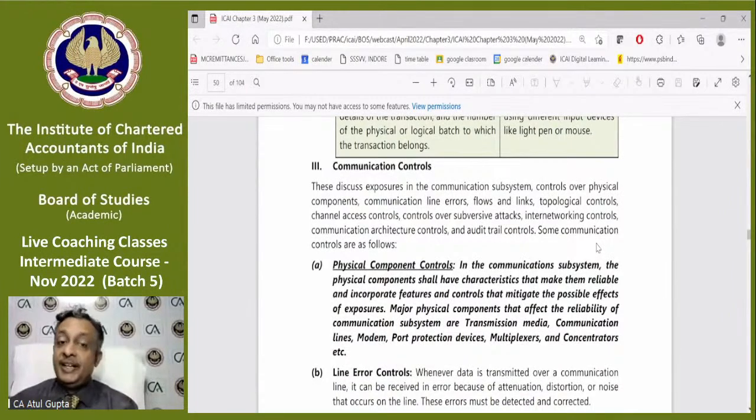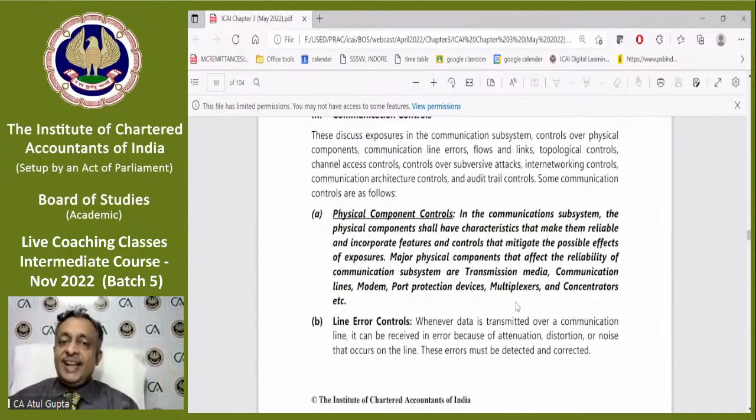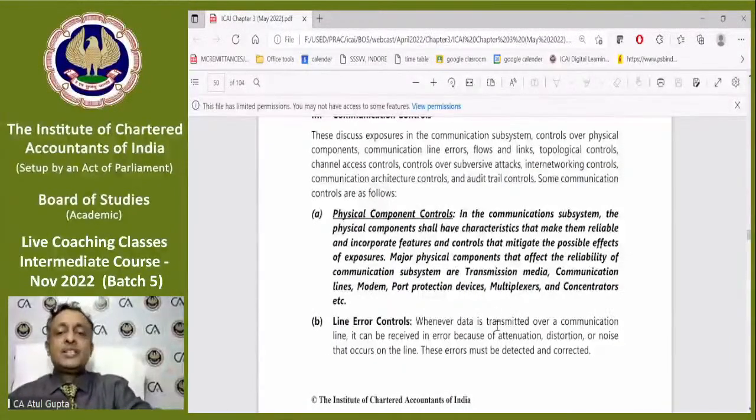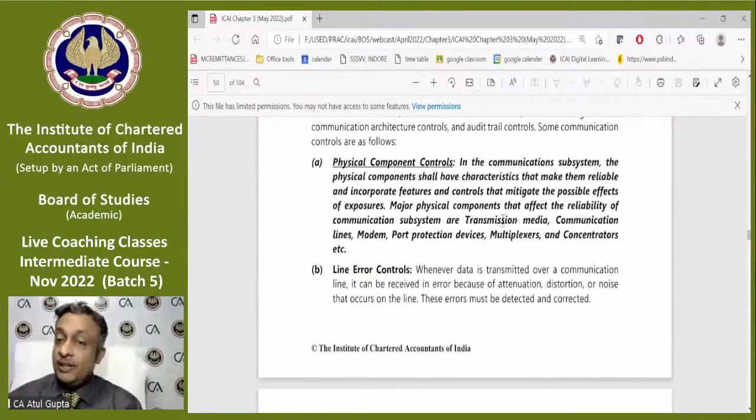Now, coming to communication controls. Communication means sending data, sending information, so you need to have control on that, which includes physical component controls that shall have characteristics that make them reliable. You need to ensure that whatever communication devices you are using are properly kept and physically secured. Then there must not be any line error. The component definitions are slightly technical, so make an easy way of remembering them. Line error controls need to be in place.